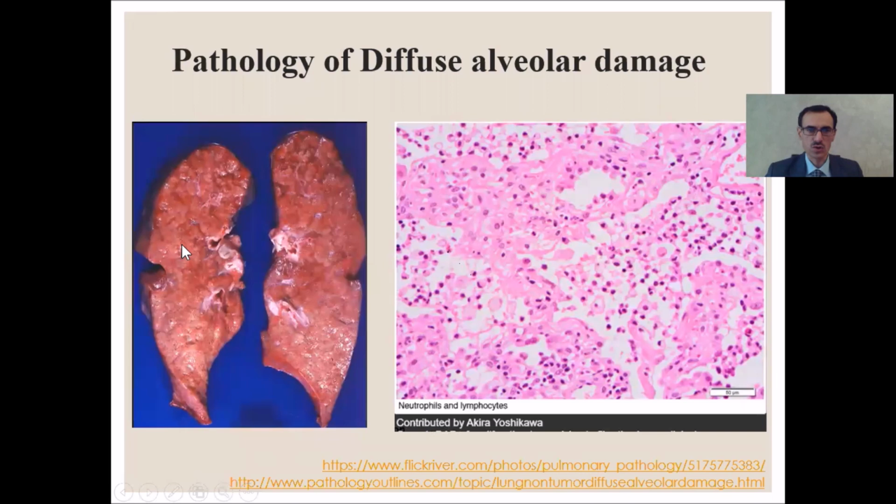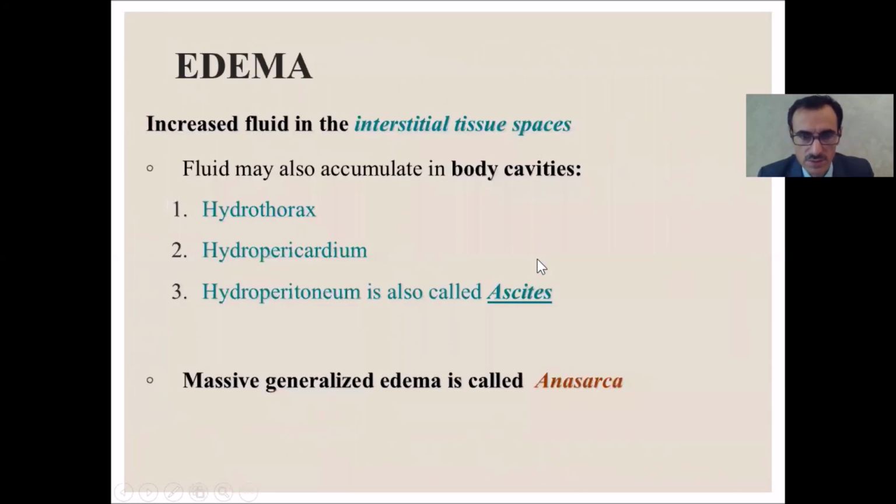Here you see the gross pathology of the lungs during the diffuse alveolar damage and the histopathology of the diffuse alveolar damage.